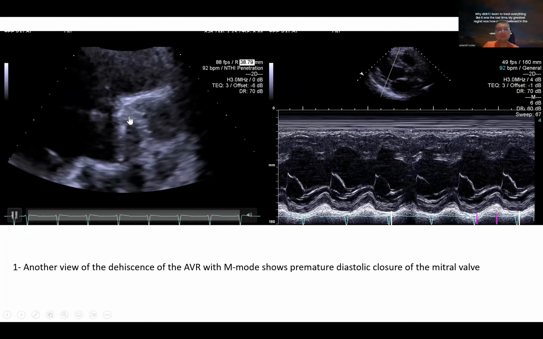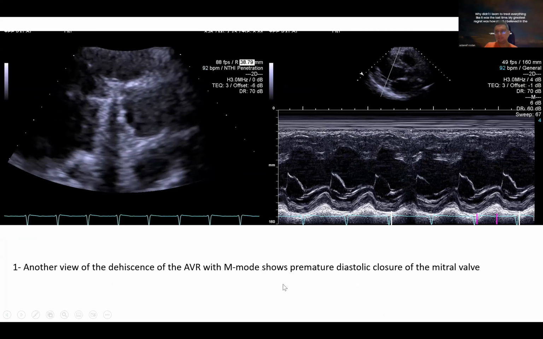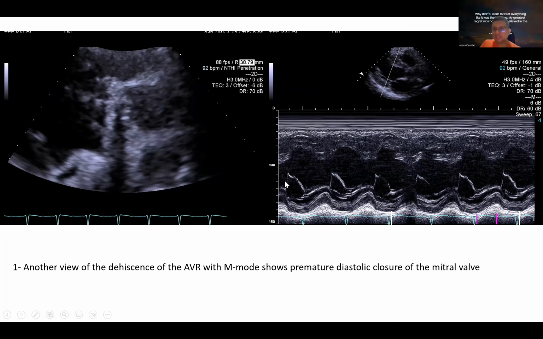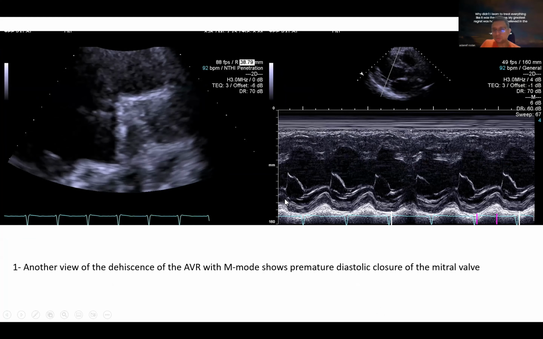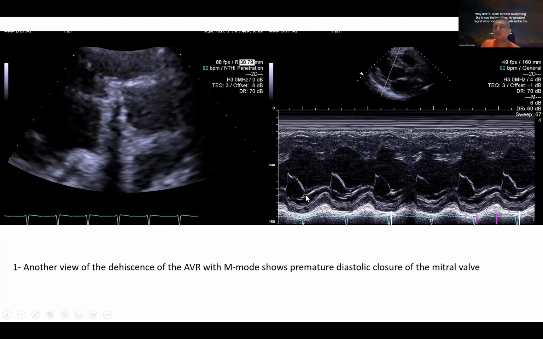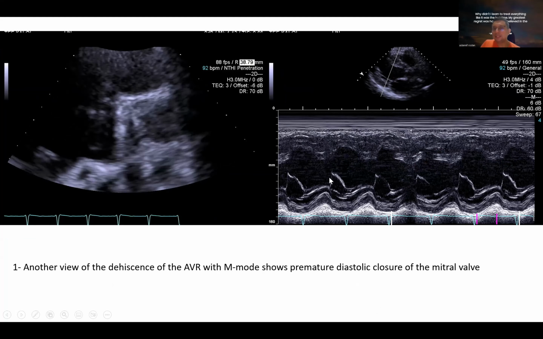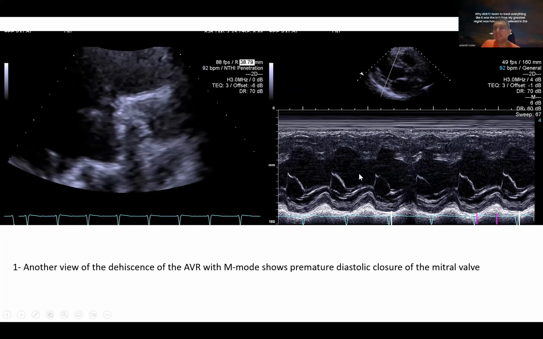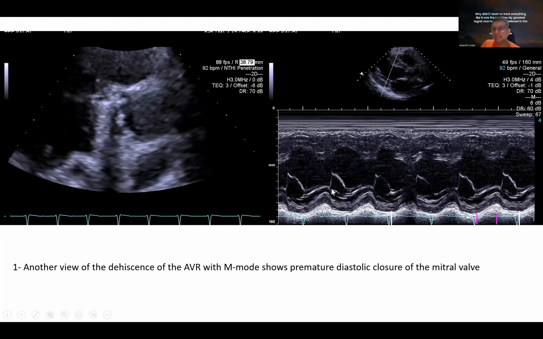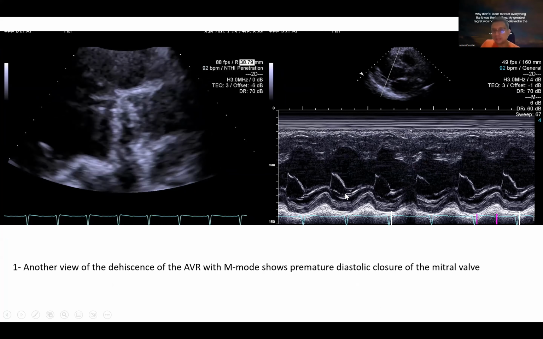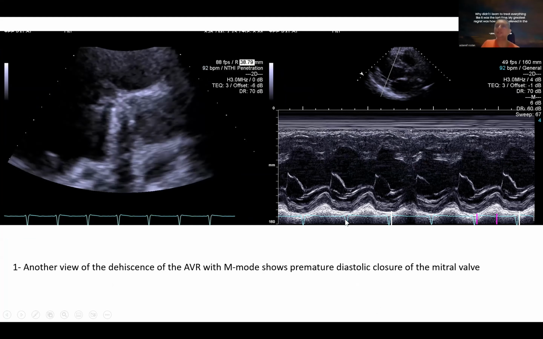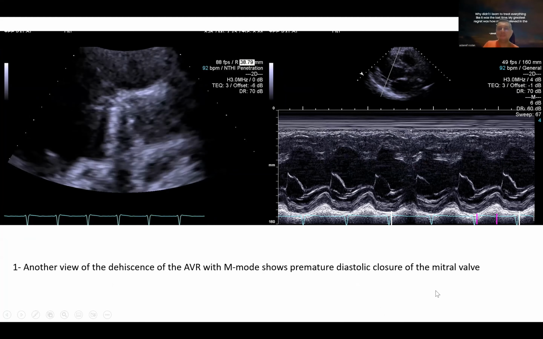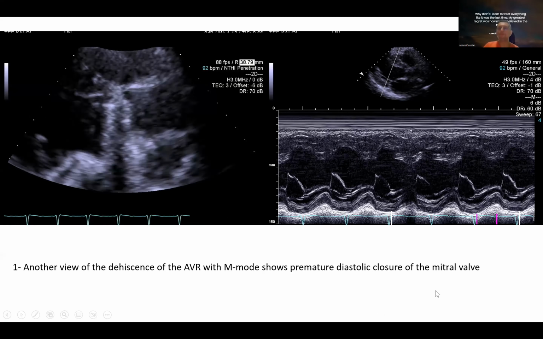Again, we can see the rocking aortic valve. And this is the mitral valve: that's the anterior mitral valve leaflet, and that's the posterior mitral valve leaflet. Even though not as severe as before, you can see that the mitral valve doesn't open normally. You don't see the normal DEFAC, but rather there is early diastolic closure of the mitral valve before end of diastole, suggesting that the AR is severe and there is also very high left ventricular end-diastolic pressure.